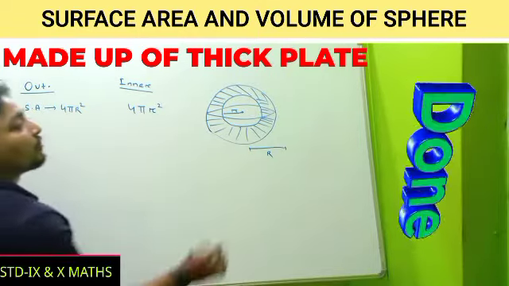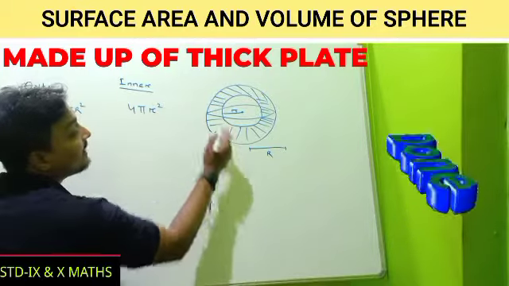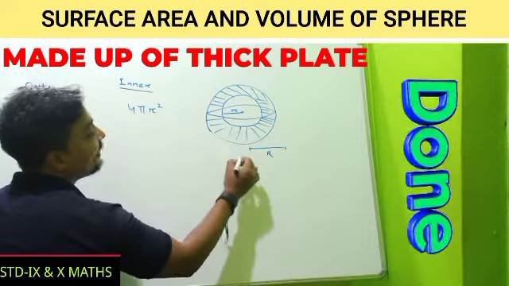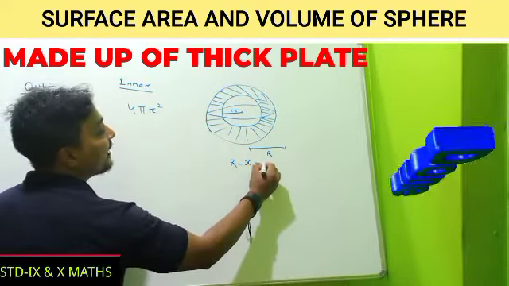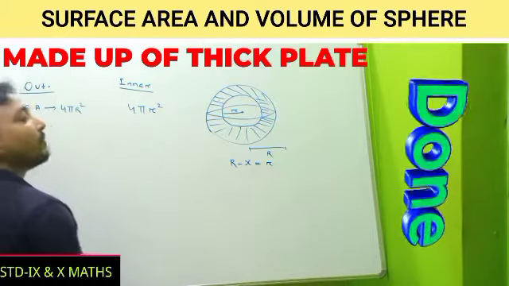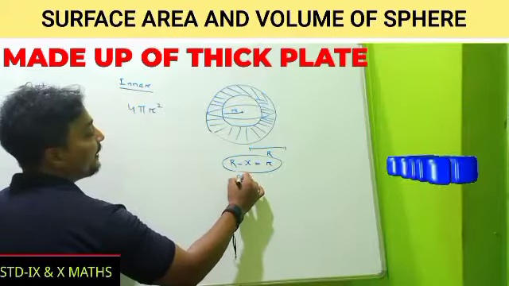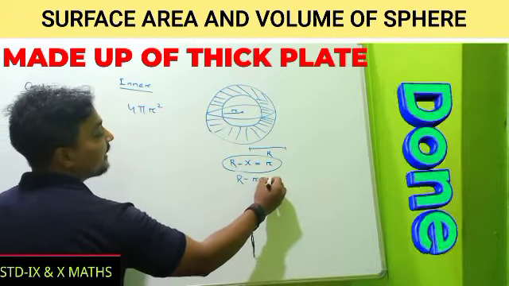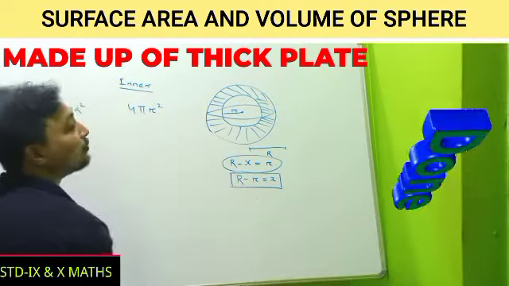And remember, suppose the small r is not given and the width is given. Suppose the width is x. Whenever you subtract the width from the capital R, you can find out the r. And if you want to find out the width, you can do it by subtracting the smaller radius, meaning the inner radius, from the outer radius. You can find out the width of the plate.